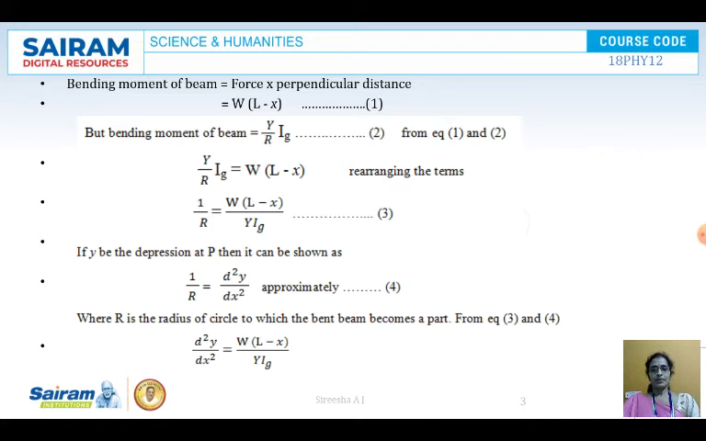If y be the depression at P, then it can be shown that 1 by R is equal to d square y by dx square. Approximately, we are taking 1 by R is equal to d square y by dx square. Let capital R be the radius of the circle of which the bent beam becomes a part. From equation 3 and 4, we can say that d square y by dx square is 1 by R, and 1 by R is equal to W into L minus x by Yig. We can make it d square y by dx square is equal to W into L minus x by Yig from equations 3 and 4.